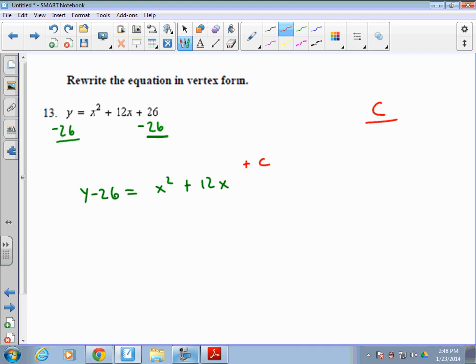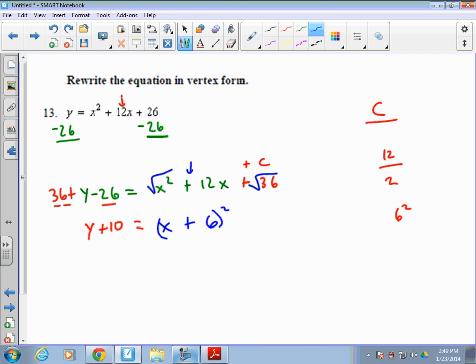C's value again is b, which in this case our b value is 12. 12 divided by 2 squared, 6 squared plus 36. So if you add 36 to the other side, you have to add 36 to the left side. So we have 36 minus 26 on the left will give us y plus 10. Let me just combine your like terms. Equals, now we have a perfect trinomial on the right. Take the square root of the first one, it's x. Take the square root of the third one, it's 6. The sign in front of b tells you that plus goes in the middle. Almost a vertex form. The only thing we have to do from here is get y by itself by subtracting 10. Subtract 10 from the back of this equation, or this expression. y equals x plus 6 squared minus 10 is your vertex form.